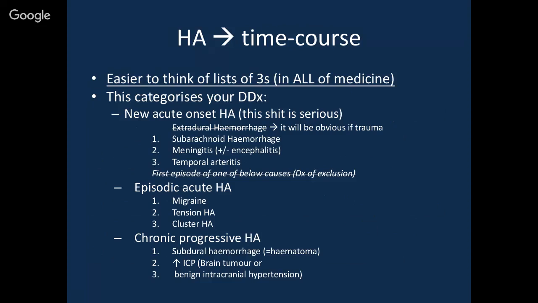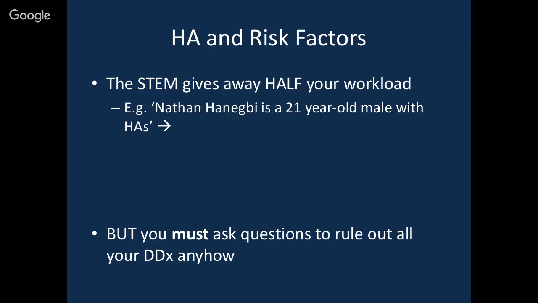So a new onset headache is a subarachnoid hemorrhage, meningitis, or temporal arteritis. If it was an extradural hemorrhage, they would tell you if it was trauma. That's not going to be your OSCE station. It's not patients being hit in the head with a bat and now they're unconscious. That might be the resus CPR station. For episodic acute headaches, you need to be thinking of migraine, tension headaches, and cluster headaches. And for chronic progressive headaches, you need to think of subdural hemorrhage, brain tumors, or benign intracranial hypertension. Not all of these are that important, but what I'm saying is lists of 3s are the best way to remember things. The risk factors are a really good way of narrowing it down as well. The STEM will already tell you half the time what the diagnosis is.